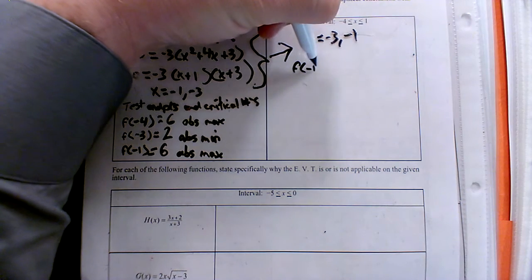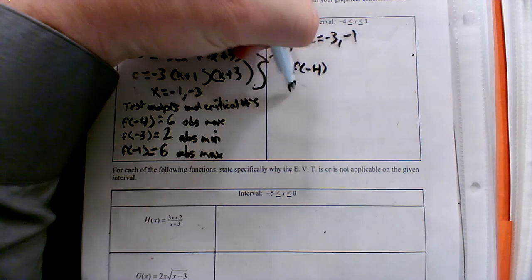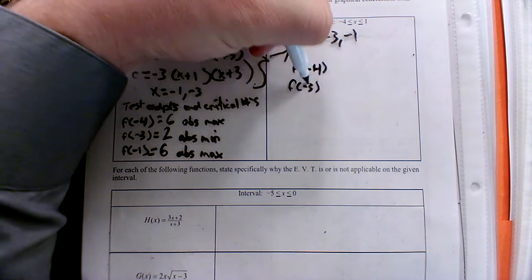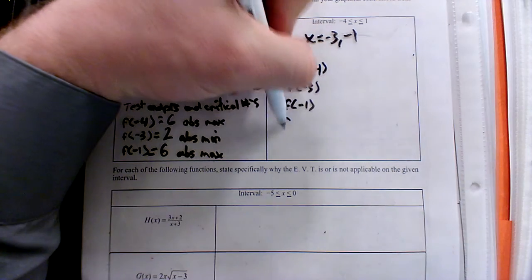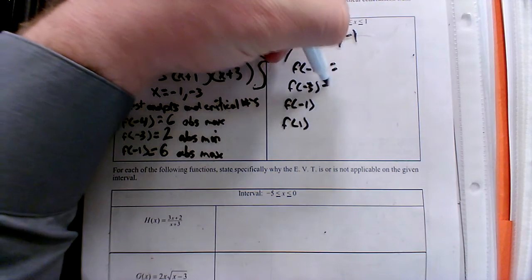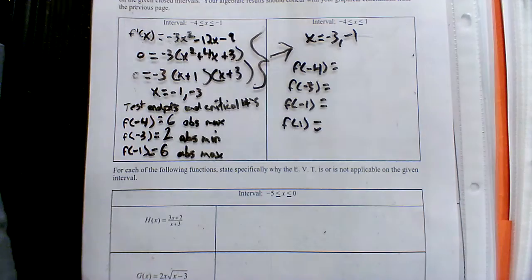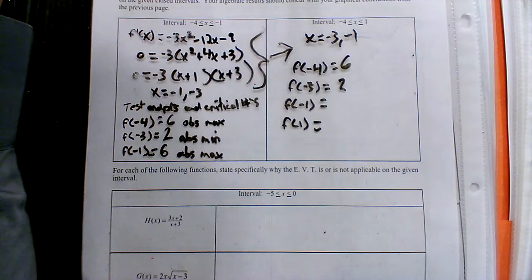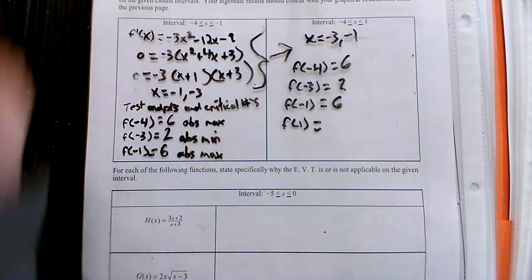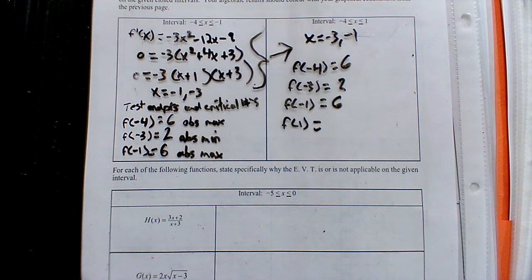So we want to check f of negative 4, that's an endpoint. F of negative 3, it's a critical number. F of negative 1 is a critical number. And the new endpoint is f of 1. Now again, some of these we have the answers for already, so you can copy them over. Some of them we will have to find new answers for. So when you get the new one, let me know what you get. Again, the interval has changed, so our answers could change.